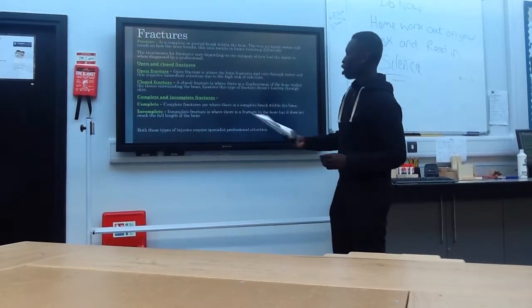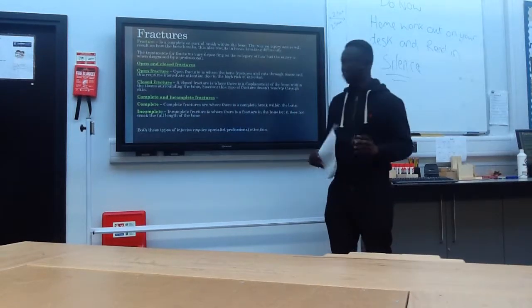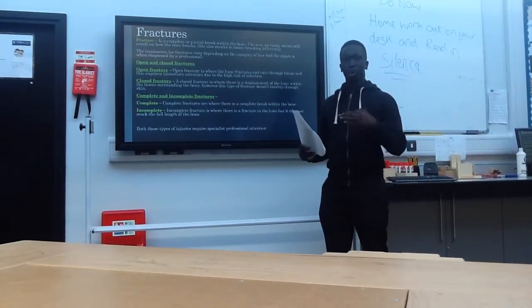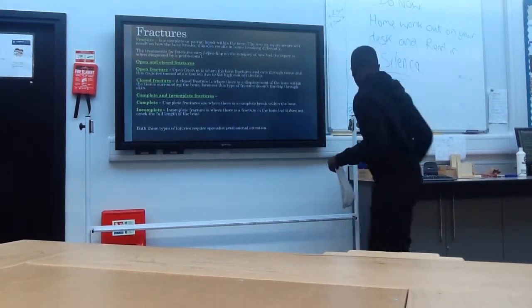A complete and incomplete fracture. Complete fracture is where there is a complete break within the bone. An incomplete fracture is where there is a partial crack within the bone, but it does not crack the full length of the bone.